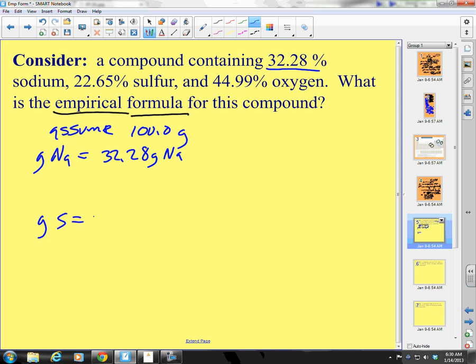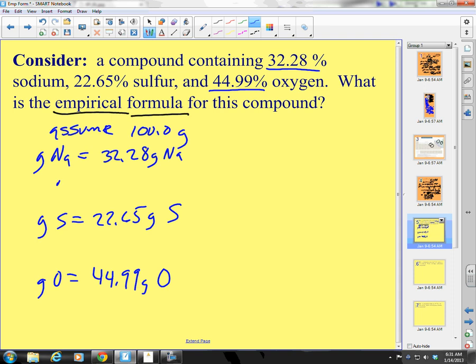How many grams of sulfur do I have? Well, I'd have 22.65% times 100, so 22.65 grams of sulfur. And how many grams of oxygen? Well, grams of oxygen is equal to 44.99% times 100, so I have 44.99 grams of oxygen.